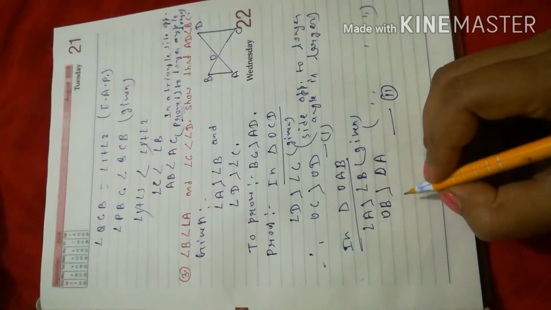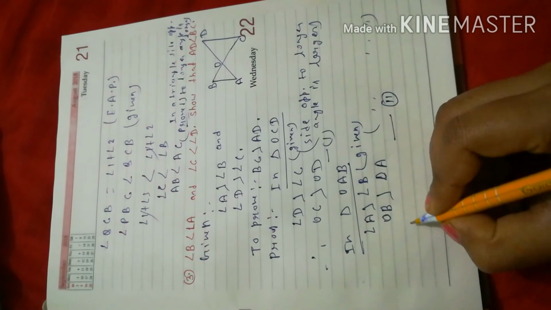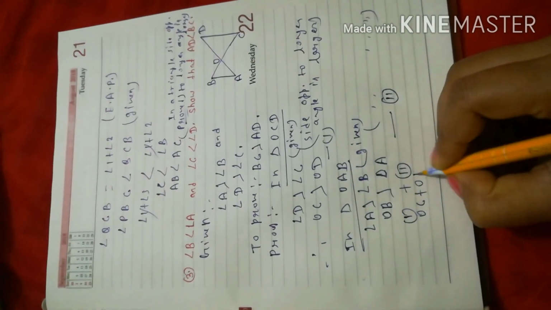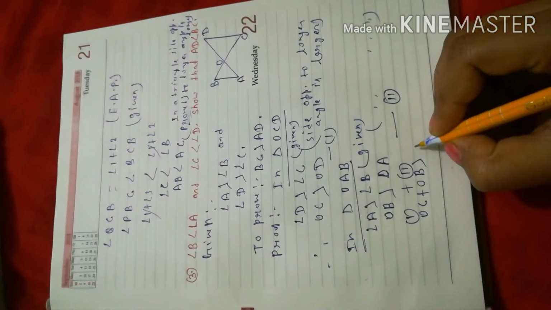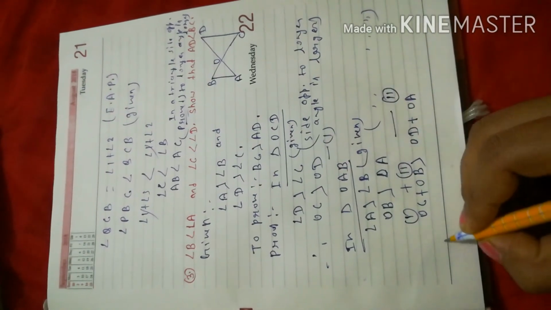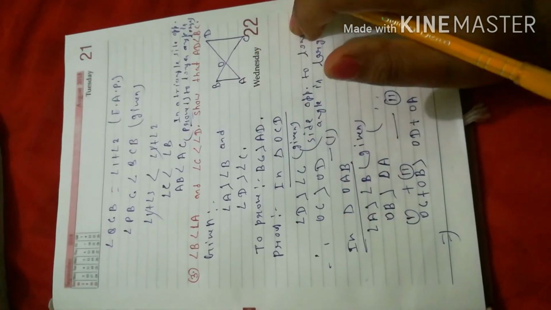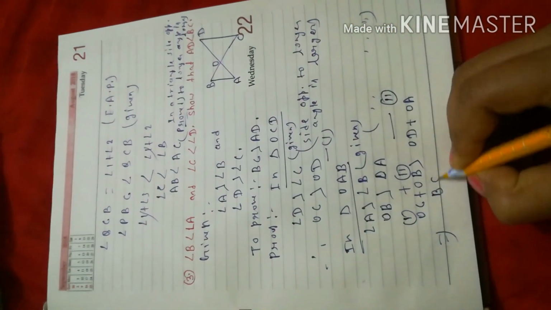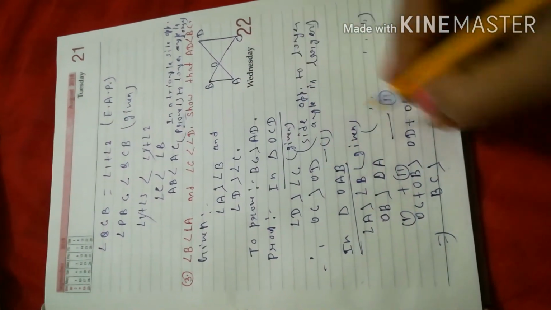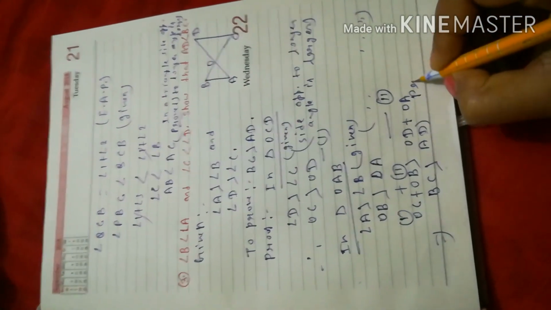Now we will add both, 1 plus 2. OC plus OB greater than OD plus OA. This implies OC plus OB, we can write BC, greater than OA plus OD, we can write AD. In this way we have proved.